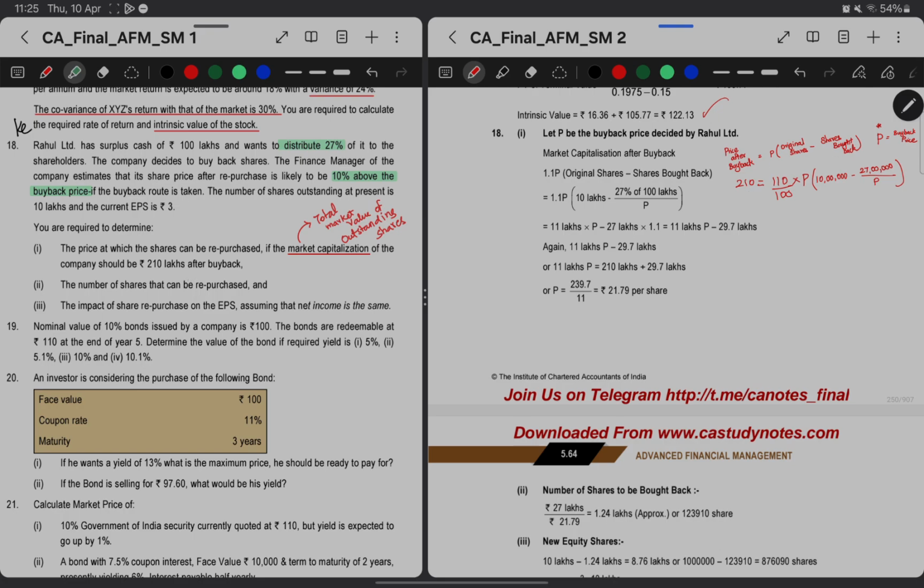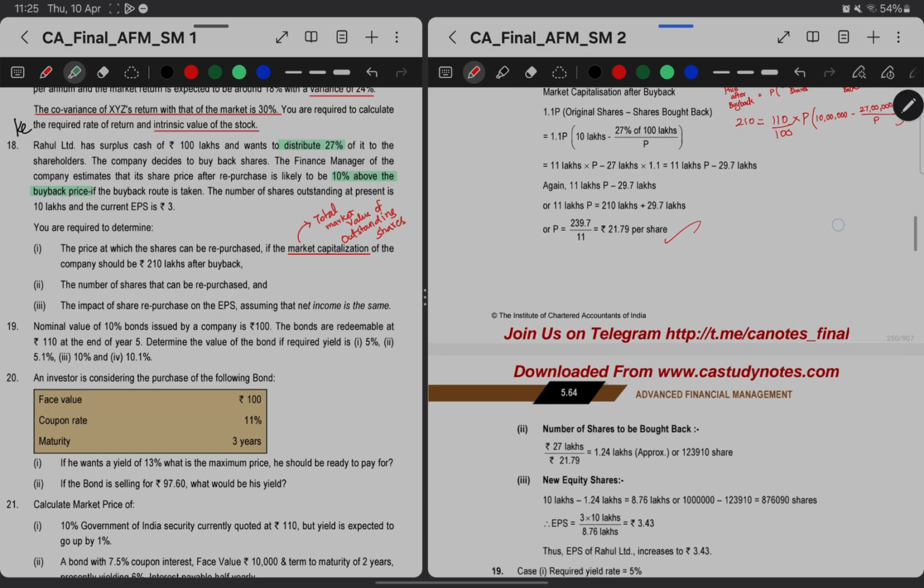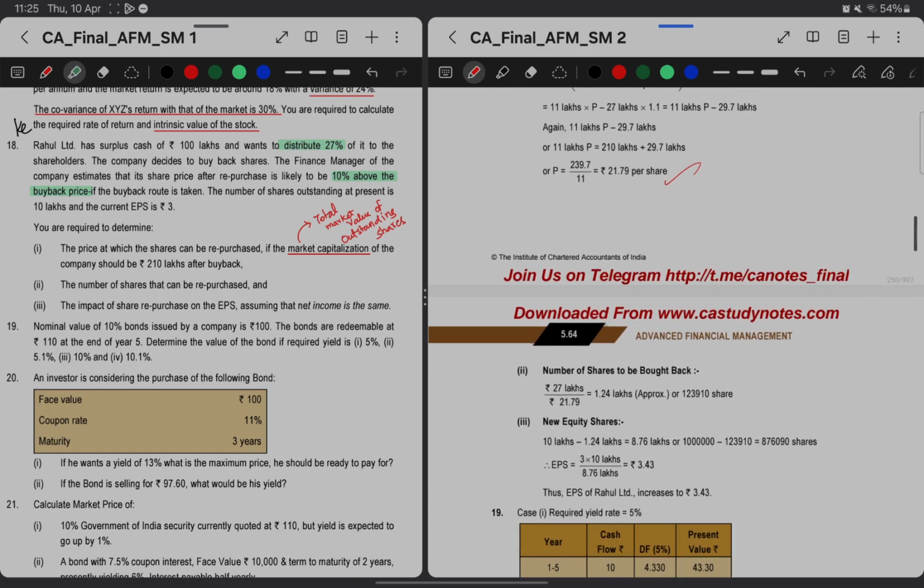So applying in this formula we are getting buyback price of 21.79 rupees per share. That's what is the requirement also: the price at which the shares can be repurchased, which is nothing but the buyback price. So the first requirement is sorted. Now going to the second requirement, the number of shares that can be repurchased, which is so simple. Since we know that 27% is distributed, so 27% of 100 lakhs is 27 lakhs. 27 lakh divided by the buyback price will give us the number of shares.